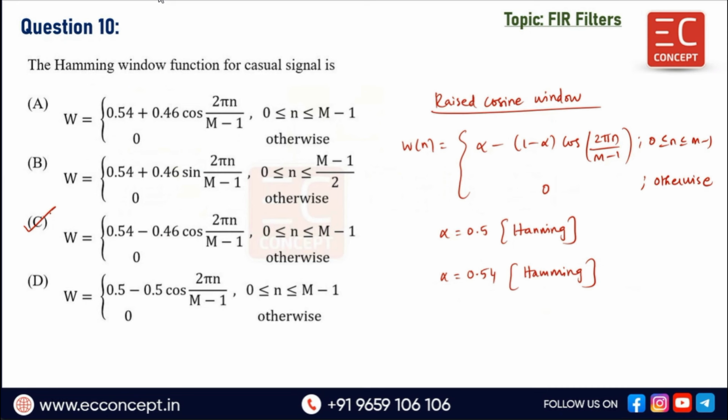So from the raised cosine window, based on the alpha value they consider the hanning window and hamming window. So you can remember it directly, or otherwise remember it based on this formula, okay? Okay, fine, next question.